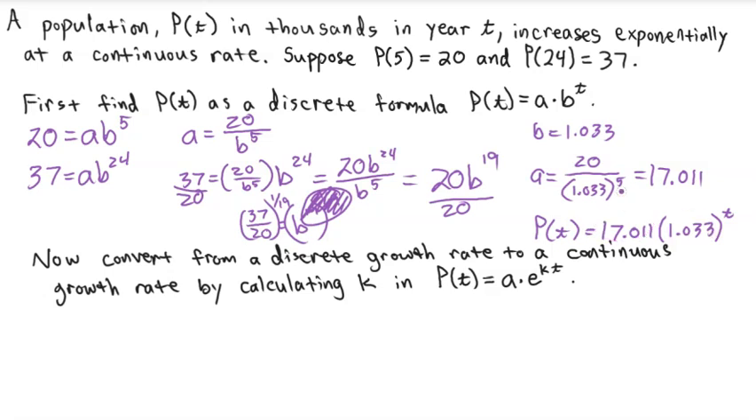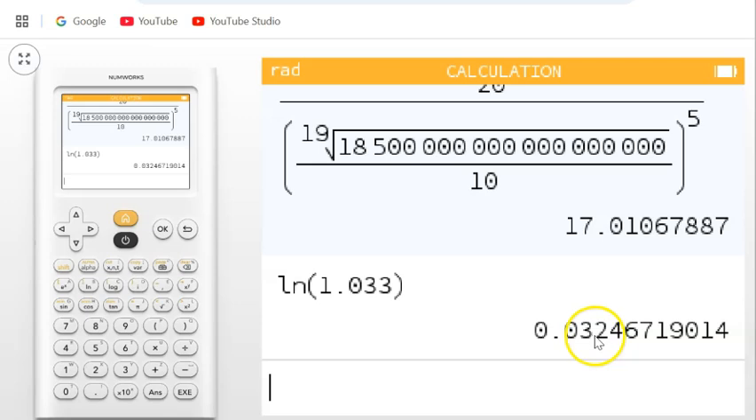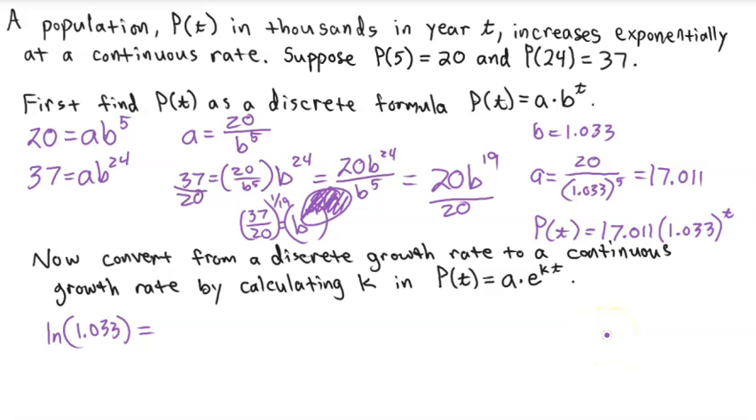And now, it says to convert from a discrete growth model into a continuous one. Well, we just have to take the natural log of B, which is 1.033. We'll put that in the calculator. The natural log of 1.033 is 0.032. Okay, we can ignore this 4. So it's 0.032.